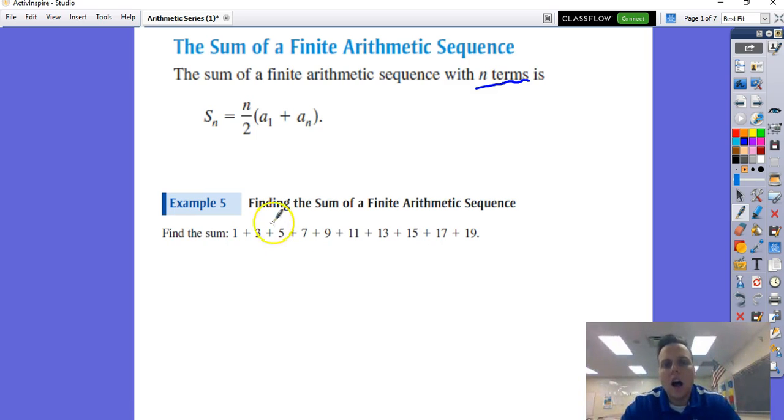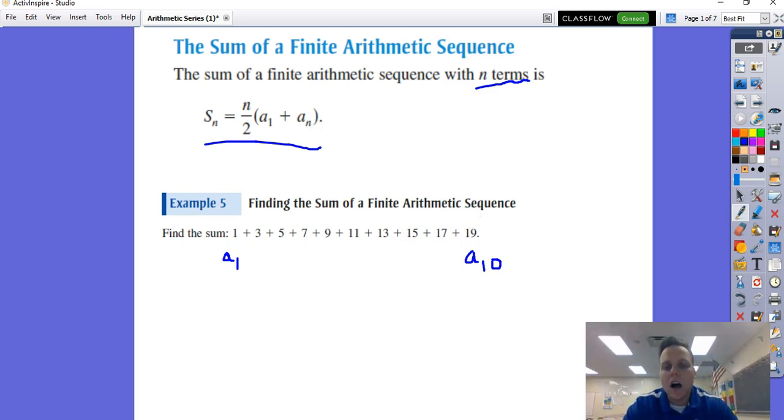Now let's look at this example 5. Hopefully you already wrote down the formula; we're going to come back to it. Example 5 says, finding the sum of a finite arithmetic sequence, find the sum. It gives us 10 terms. The first term is term number 1, and the last term is term number 10. You can see that: 1, 2, 3, 4, 5, 6, 7, 8, 9, 10.